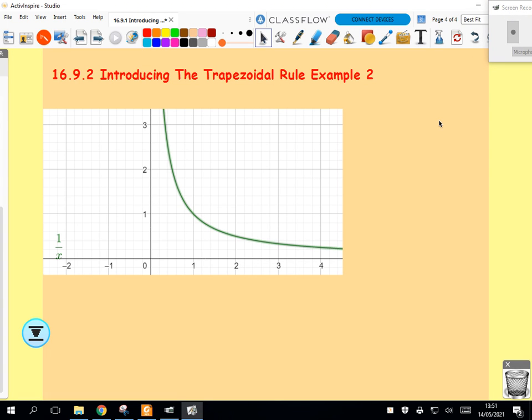Okay, in this video I'm going to look at another application of the trapezoidal rule. Suppose somebody asked me to find the natural log of 3. Which I can do, of course, on my calculator, but suppose I don't have my calculator. And I think about the function f of x equals 1 over x.